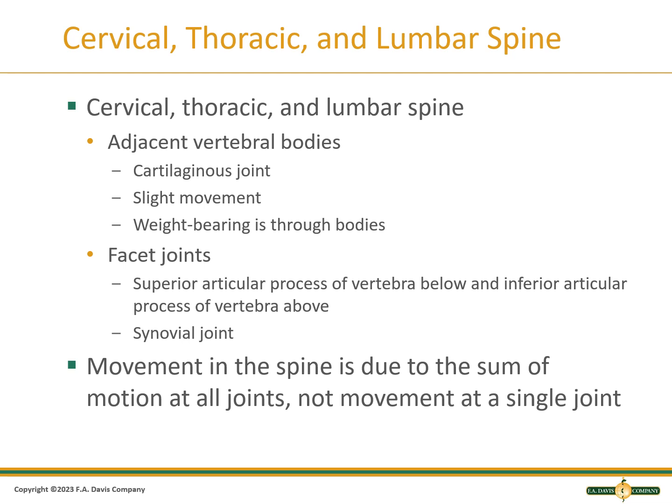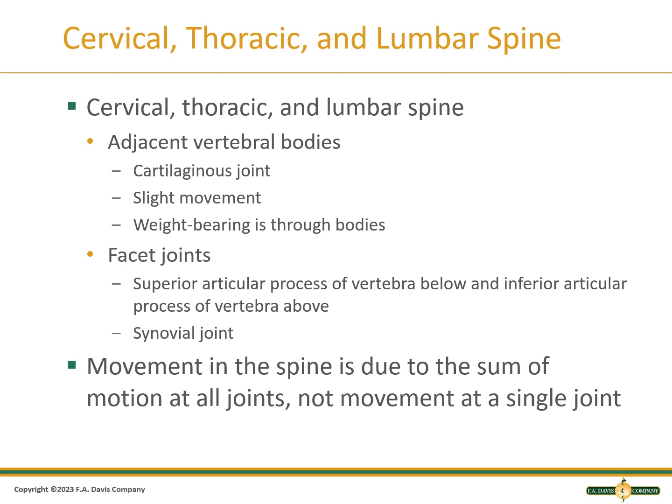And then we have our facet joints, which is going to be the superior articular process of the vertebra below and the inferior articular process of the vertebra above. And those are synovial joints. So remember, they're going to have a joint capsule, they're going to have synovial fluid, they're going to have a synovial membrane, all of those things.